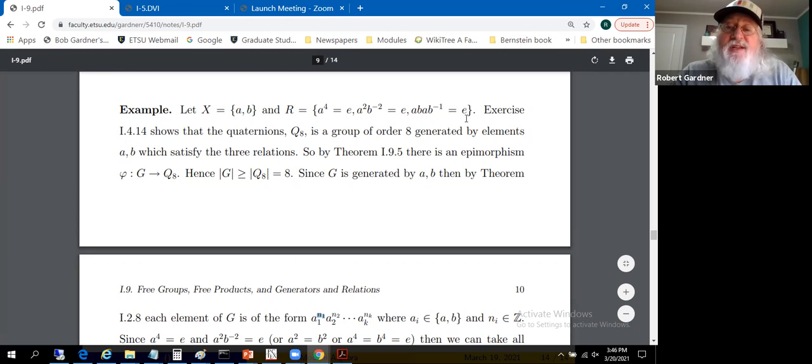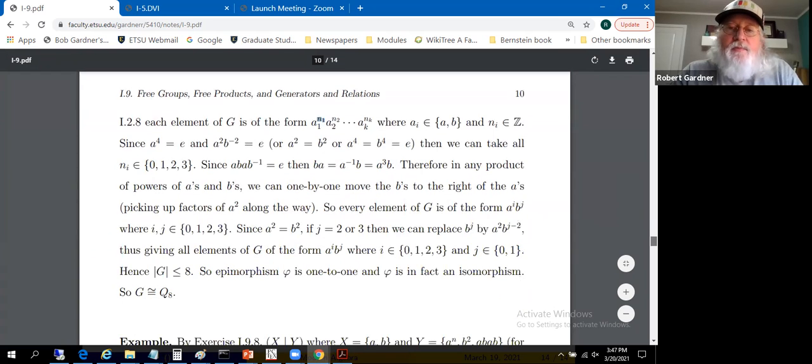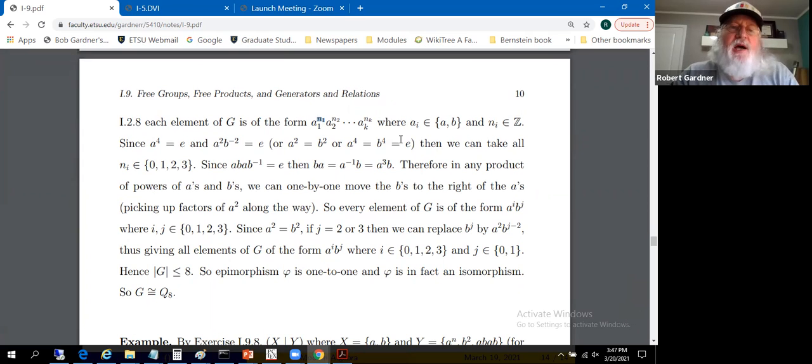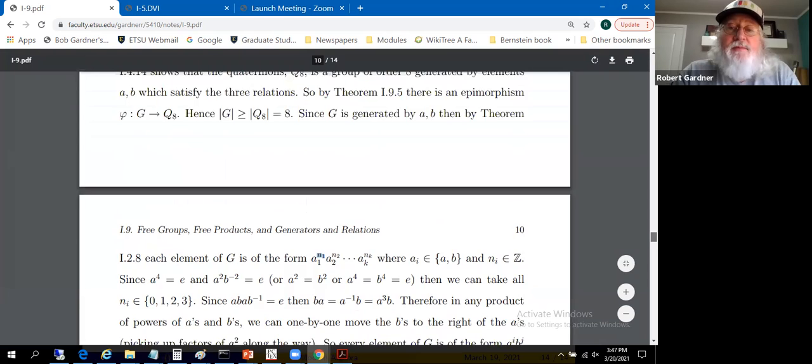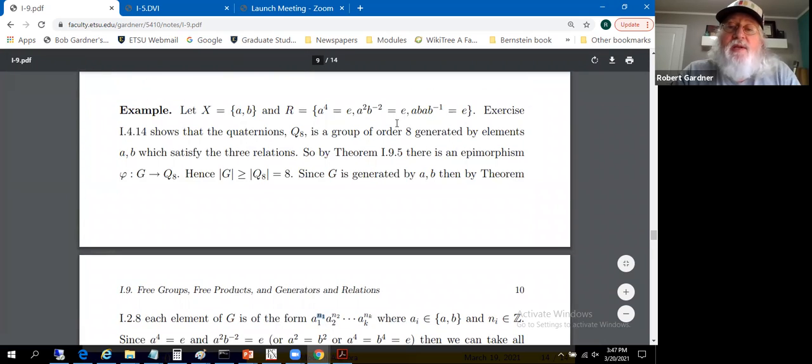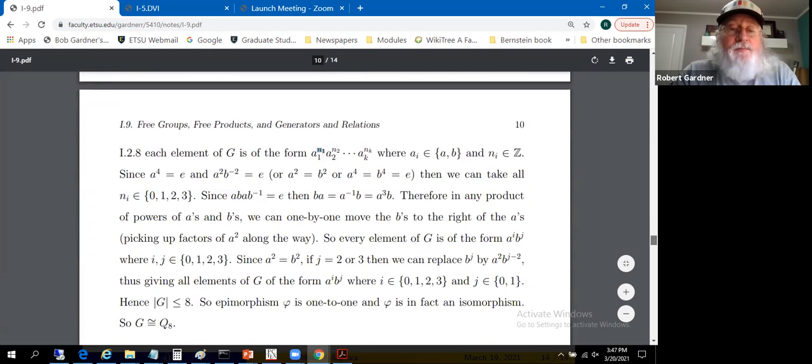AB inverse equals the identity, but still that's not AB equals BA. So we know elements can be written in this style. One of the relations we were given is that A to the fourth equals the identity. Another relation we were given was A squared B to the negative 2 equals the identity. That's the second relation; we'll use the third one shortly here as well.